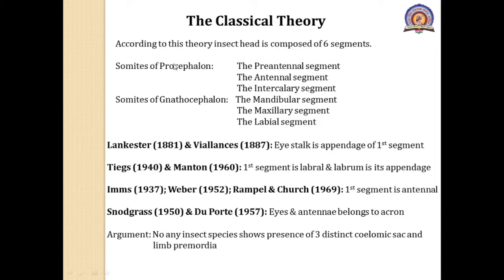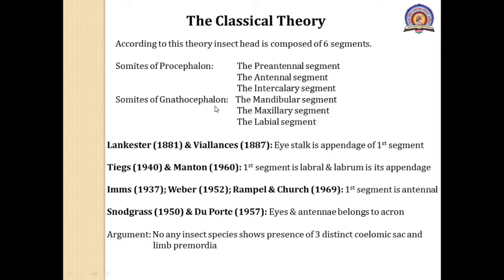That is, the syncephalon consists of two parts, the procephalon and the gnathocephalon, of which the procephalon consists of 3 segments, namely preantennal, antennal and intercalary segment. The preantennal and intercalary segments do not have any segmental appendages in the adult condition, while the antennal segment bears a pair of antennae as its appendage in the adults.